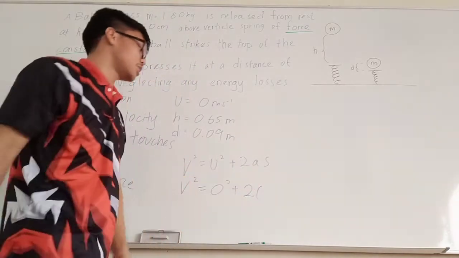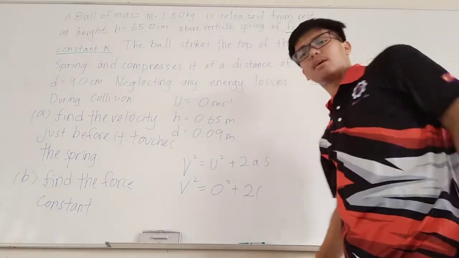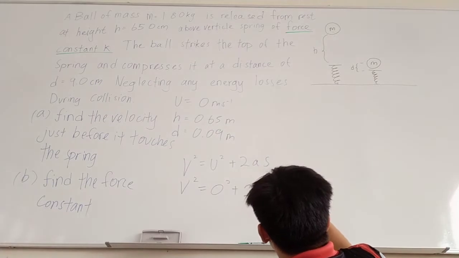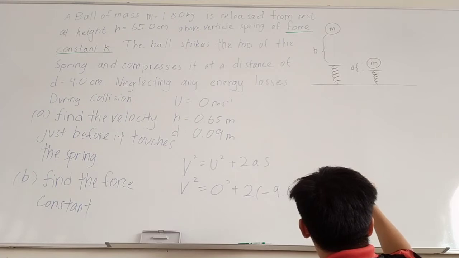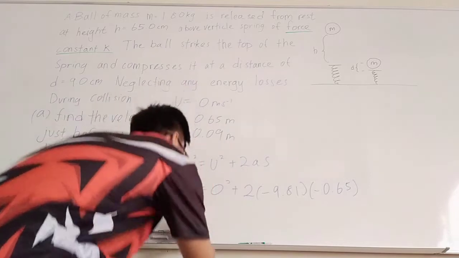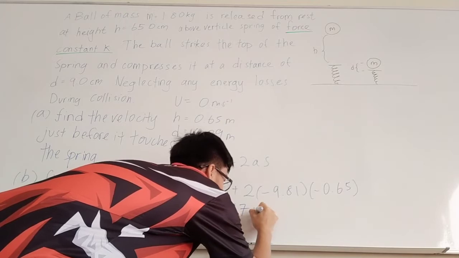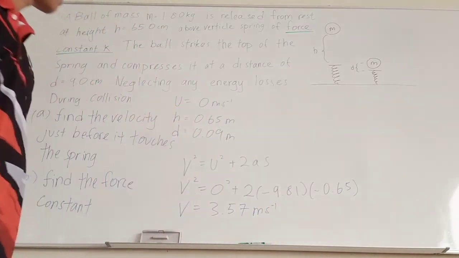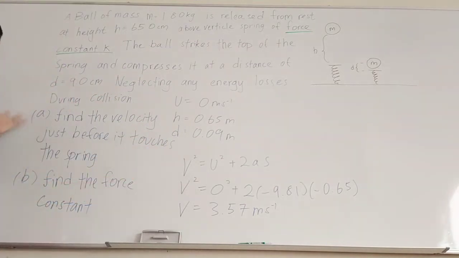A is acceleration. We know that a is going down, so it's going to be negative. Remember, acceleration must have direction. So it's going to be negative 9.81 with the displacement of 0.65. If you calculate everything, you will get v as 3.57 meters per second. This is how you get the velocity for question 8a.